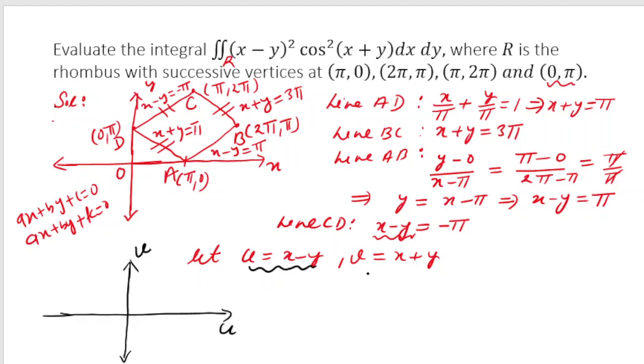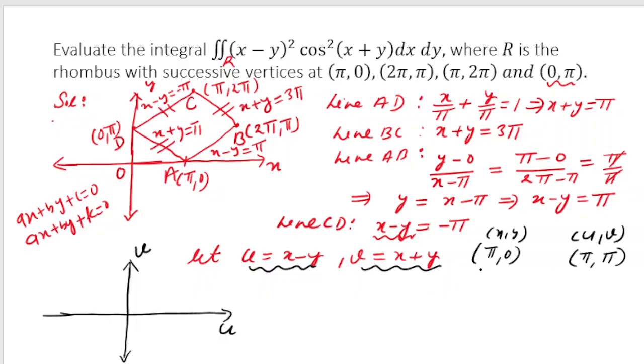And with this set of variables, that is u is equal to x minus y and v is equal to x plus y, we have the point pi comma 0. This is in the xy system. If I change it into the new variable system, that is the uv system, what will be u and v? So u is pi minus 0, that is equal to pi, and v will be pi plus 0, that will also be equal to pi.